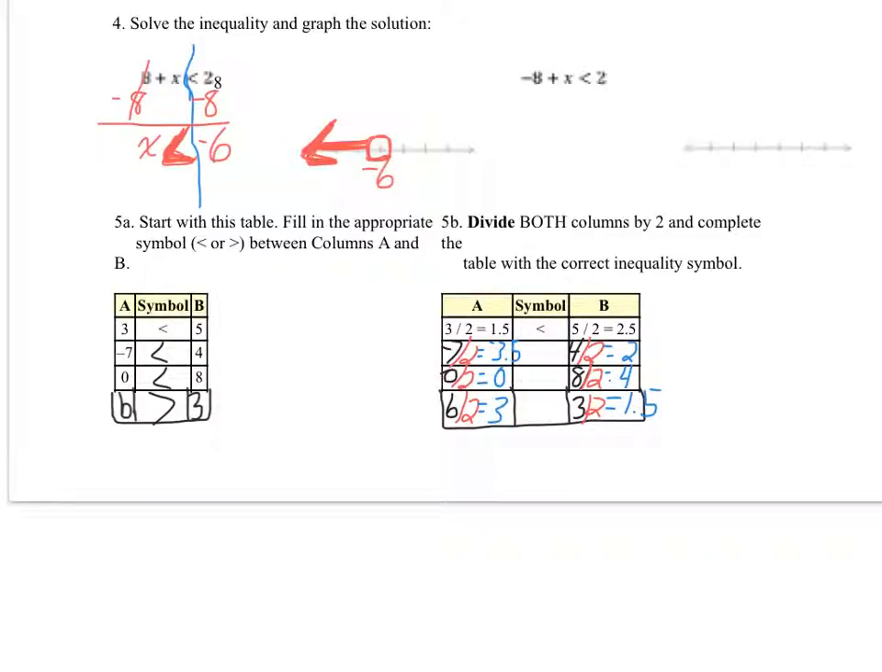Okay, let's compare numbers. So -3.5 and 2, well, that's less than. 0 and 4, 0 is less than 4. And 3 and 1.5, well, 3 is greater than 1.5. Okay, so now let's compare our two tables. Did our symbols over here and our symbols over here, did dividing by +2 change them? Nope, they're the same. Those and those are the same. Okay.